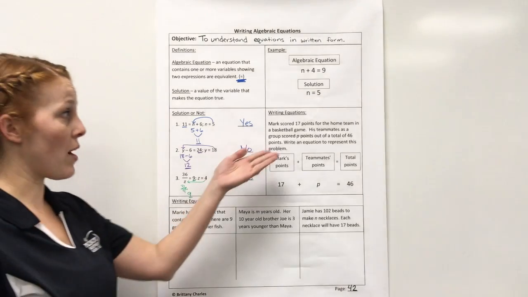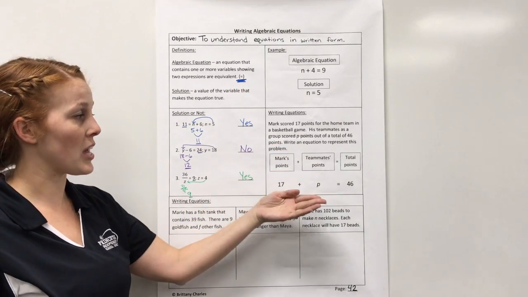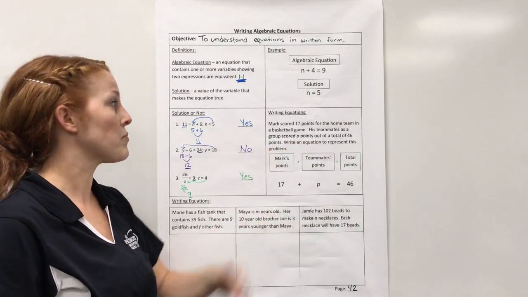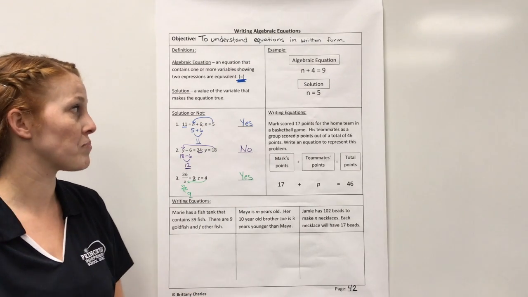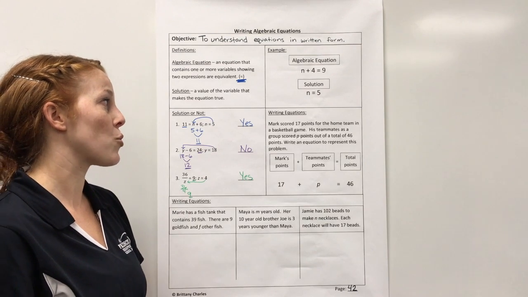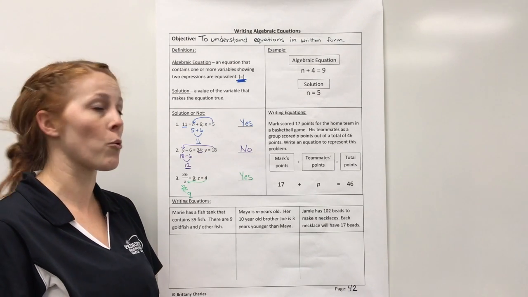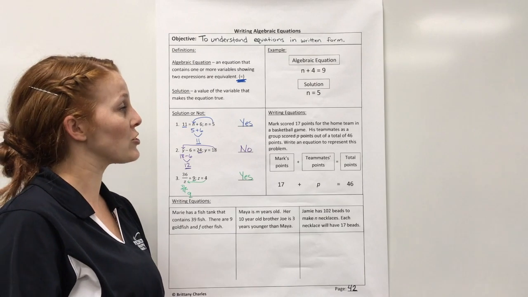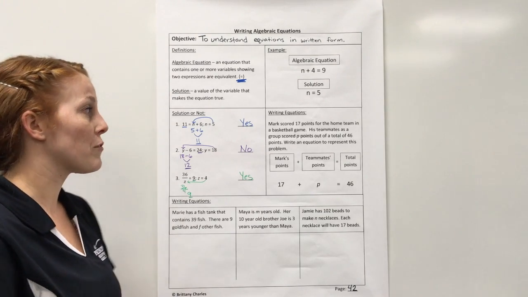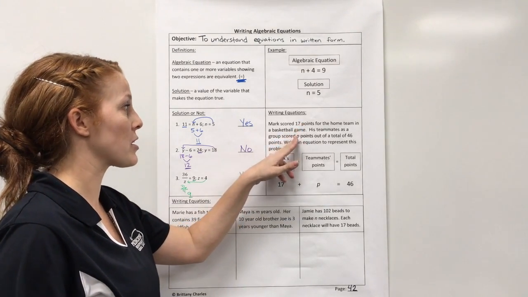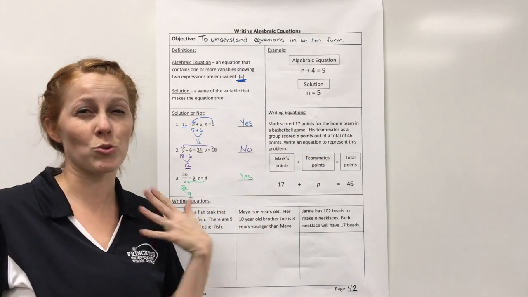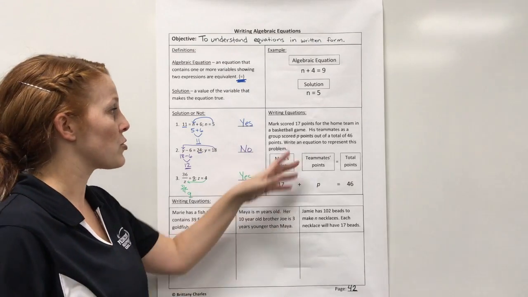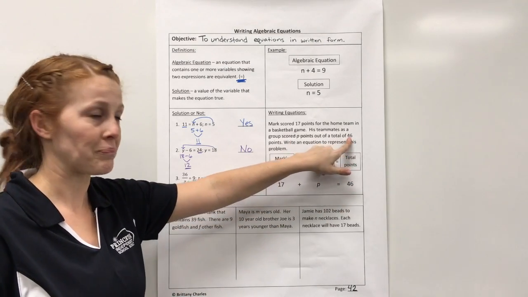Okay, so now I have a situation and then I've created an equation to match it. So it says Mark scored 17 points for the home team in a basketball game. His teammates as a group scored P points out of a total of 46 points. Write an equation to represent this problem. Well, first thing I usually do is I look for my different components. We have 17, we have P, and we have 46, and I look and see which one is a total in this situation. So in this case, we have 46 as a total.